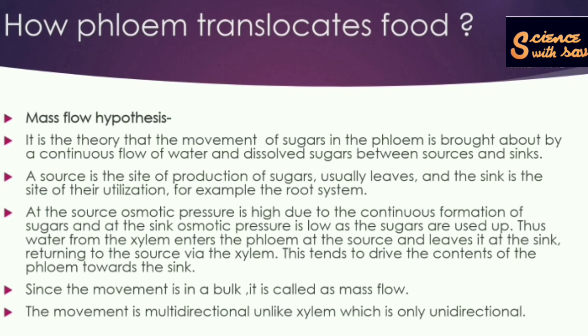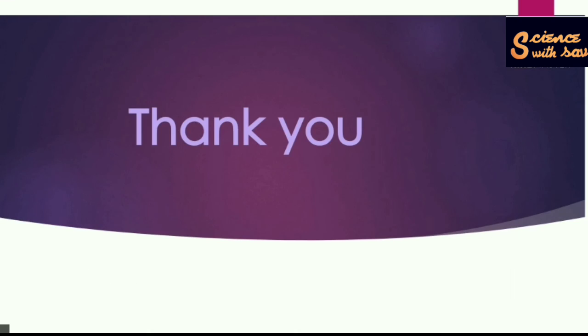So there is a difference or a gradient in the osmotic pressure which plays a very important role in moving the food or the formed sugar from the leaves to different parts of the plant. I'm not going into much detail of it. You just need to remember this movement happens in bulk. So it is a mass flow. That is, in the bulk the movement takes place and the movement is multidirectional. I hope you got the topic very, very clear.